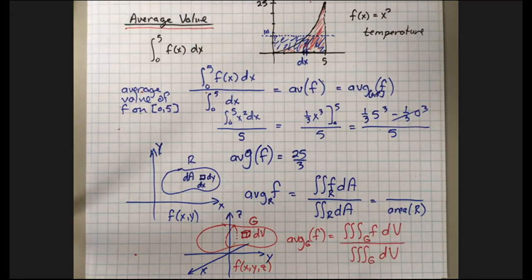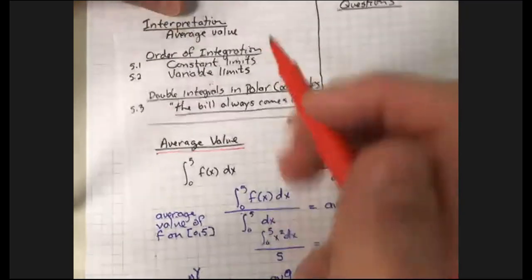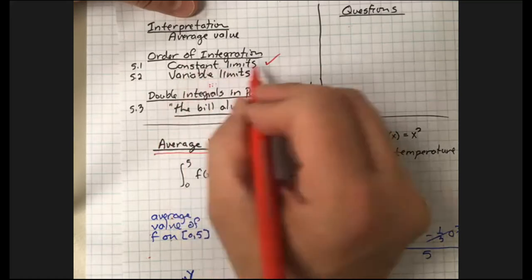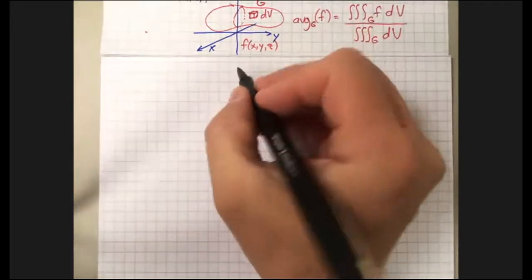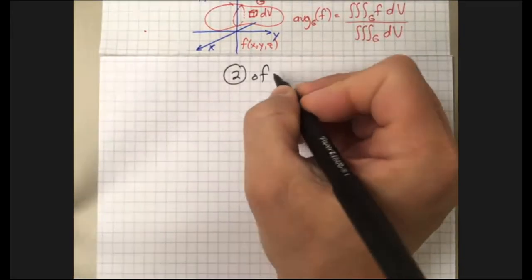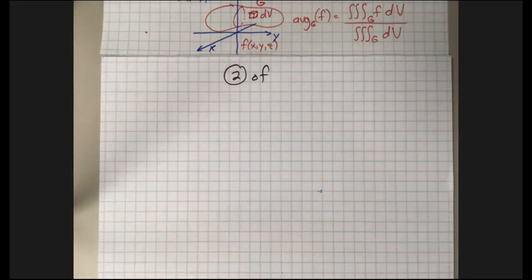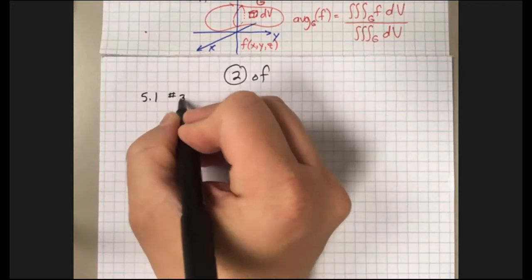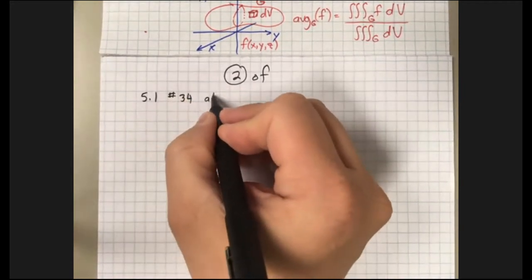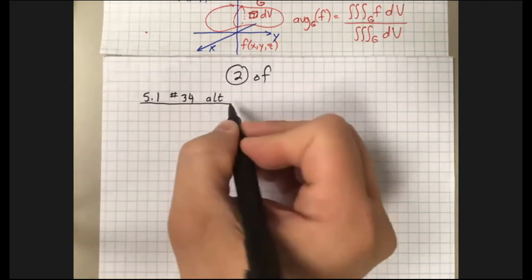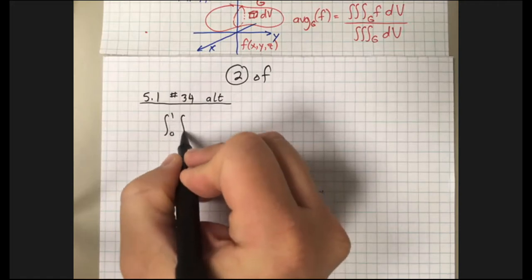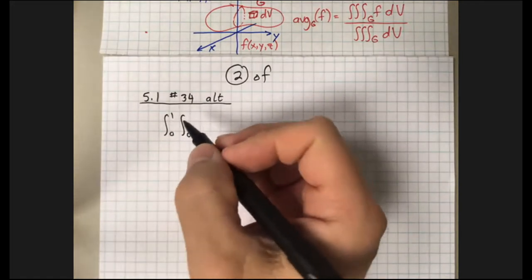Okay, let's move on to the next space. Let me show you why you can't just be casual about constant limits in integration. Let's talk about integration right here. And this will be the bridge between what we did last time and what we're doing this time. Let's take a basic problem out of the book. Not exactly the same as in the book, but let's take 34 from section 5.1, but I'm going to alter it slightly. So I want you to evaluate this double integral, 1 to 2.